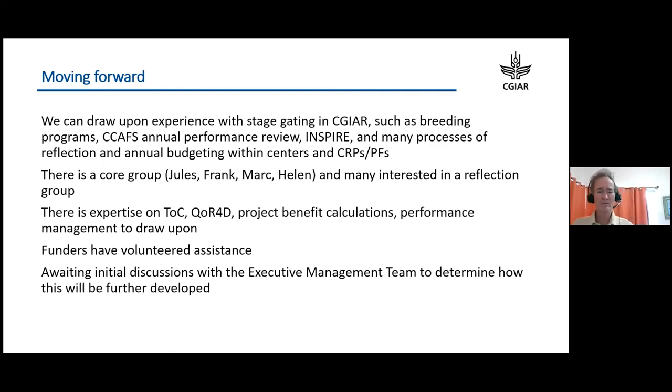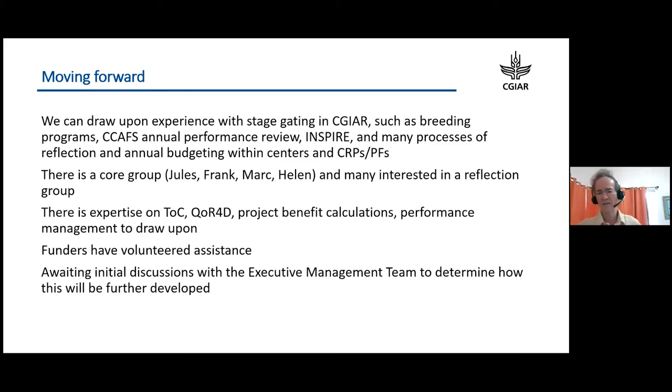So moving forward, we could draw upon experience with stage gating in the CGIAR. So there's many examples in breeding programs. CCAF's annual performance review does this. The INSPIRE challenge allocations, and many processes of reflection and annual budgeting. We have this core group, which is composed of Jules Collimer from the SMO, myself, Mark Schutt from RTB, and Helen Altschul from ILRI, who's on the MELCOP.